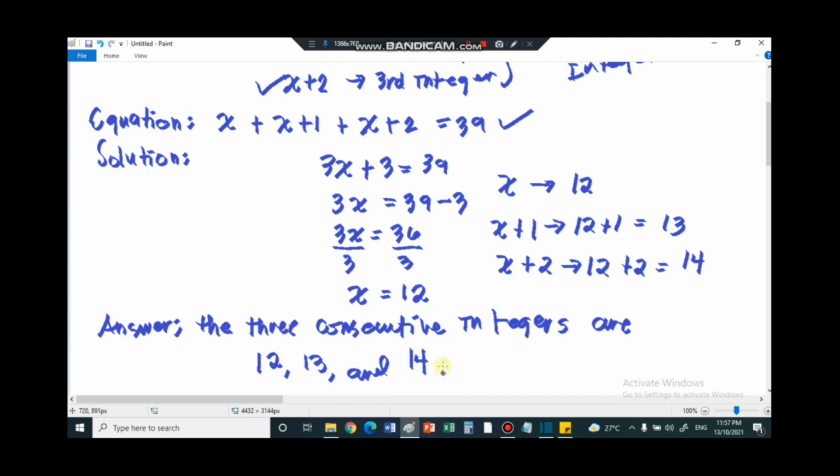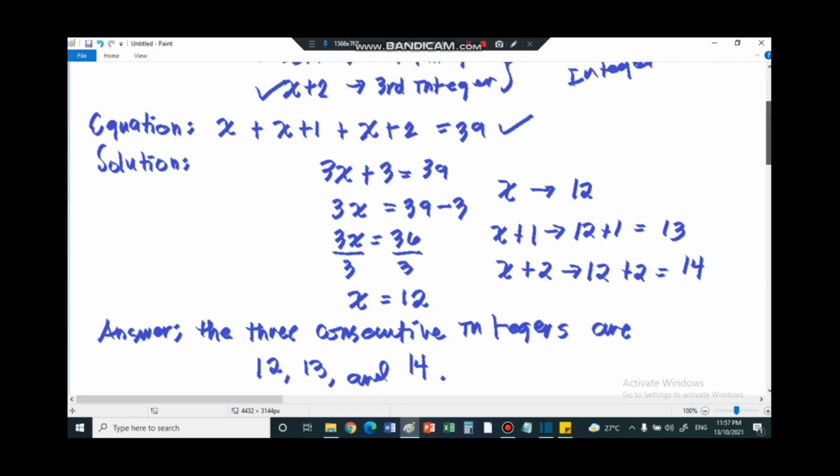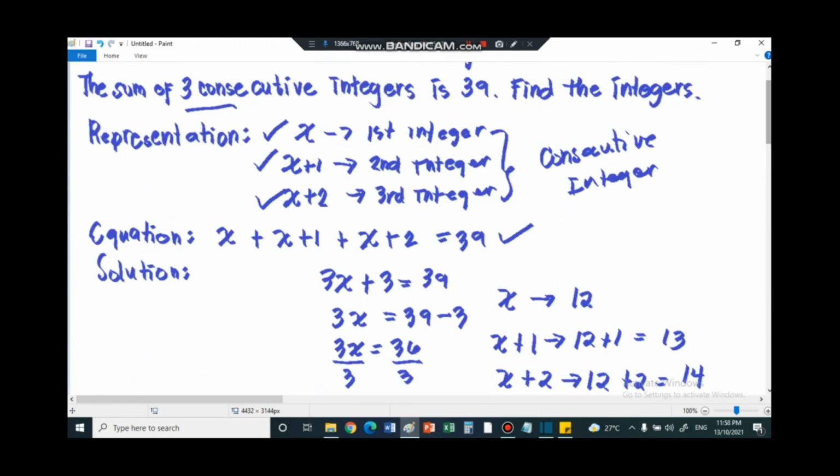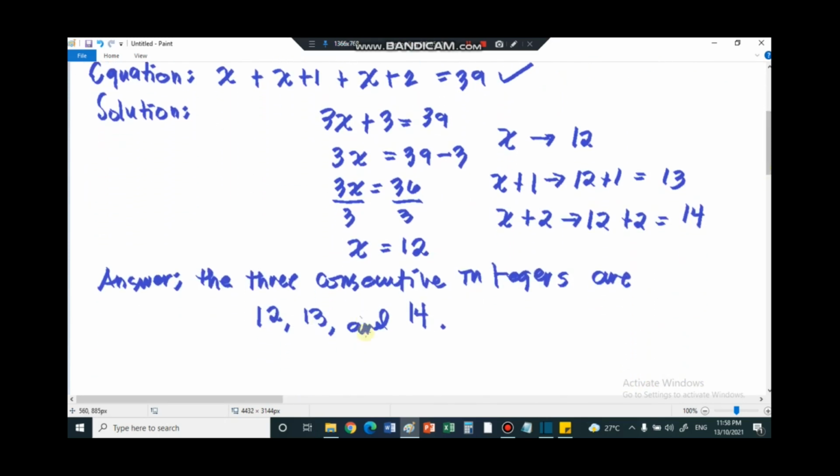Okay, so that is our answer for problem number 1. So the three consecutive integers are 12, 13, and 14. If we're going to add 12, 13, and 14, what do you think is the sum? Yeah, it's 39. So if you want to have checking, you can also have checking here. When you add 12 plus 13 plus 14, that is really equal to 39.